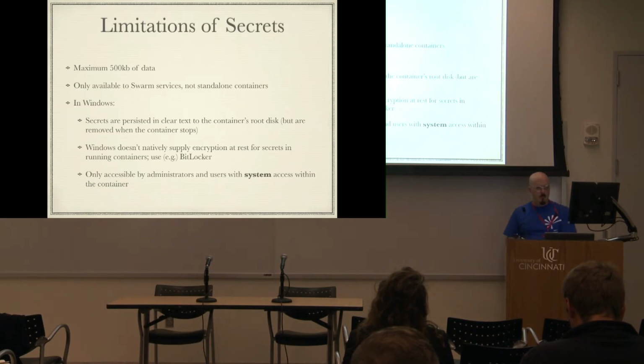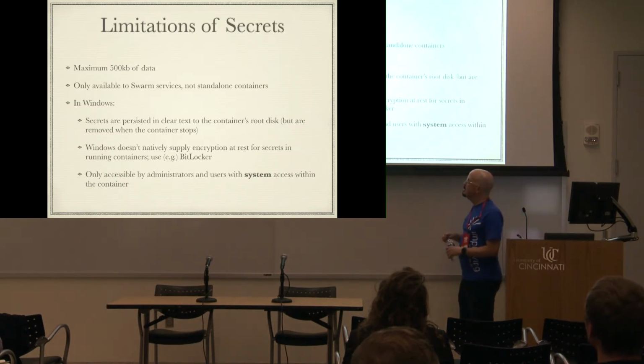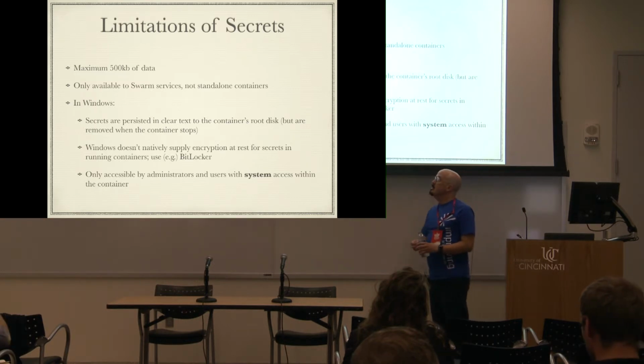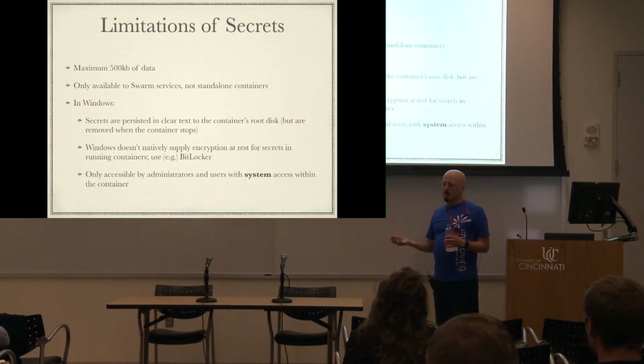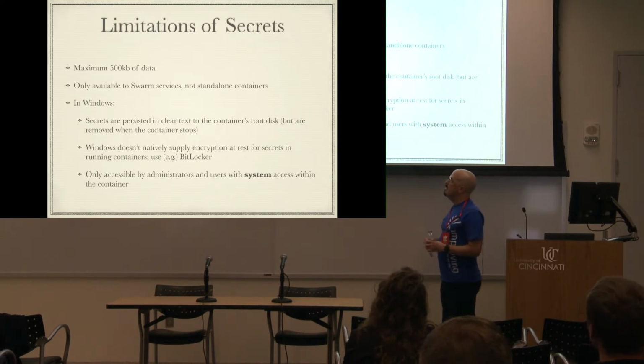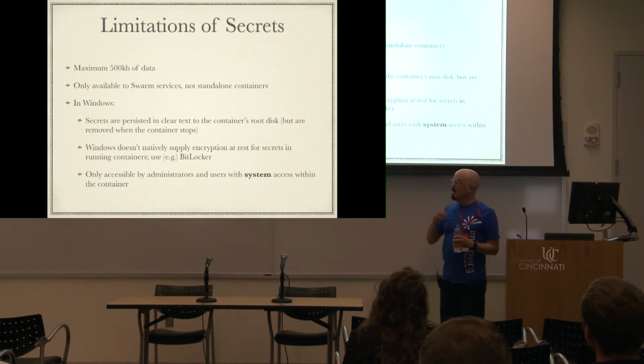All right, so there are some limitations to Docker secrets. You're limited to 500 kilobytes of data, which doesn't sound like much, but if all you're storing is things like certificates or passwords, that's ordinarily plenty. And that may change down the road as Docker evolves this particular product. I haven't seen any release schedules for it yet, so I don't know exactly what they have planned.